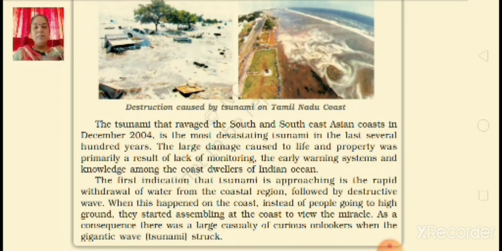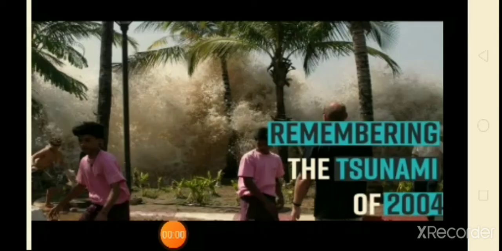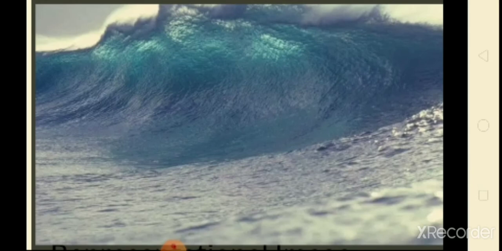So children, now I'll show you some pictures of the destruction caused by tsunami. Look at the picture, children. Remembering the tsunami of 2004. The picture tells us the horrific story of the sufferings of the people when the tsunami occurred. We can see water everywhere, isn't it? Villages and cities were lashed with water. Look at the intensity of the wave, so huge. Can you see the picture here, children? The car, the houses, everything submerged under the water.